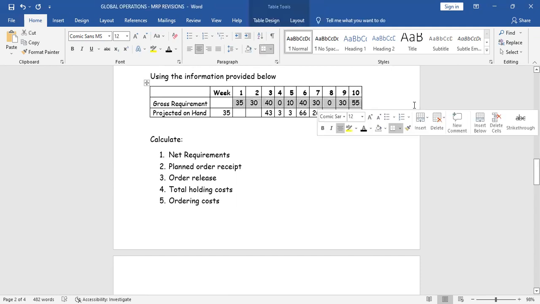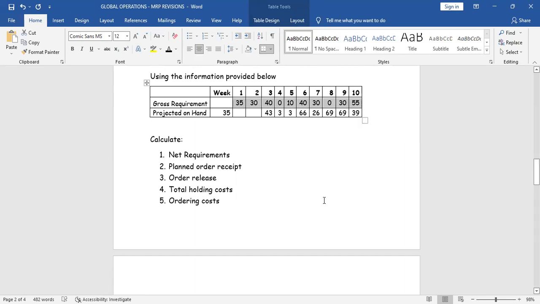So I have 35 plus 30 plus 40 plus 10 plus 40 plus 30 plus 30 plus 55. Okay. I'm getting 270. That's my total inventory.